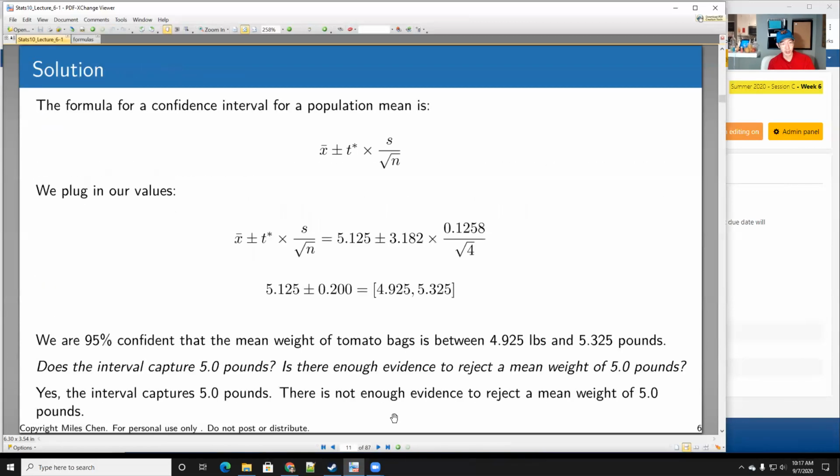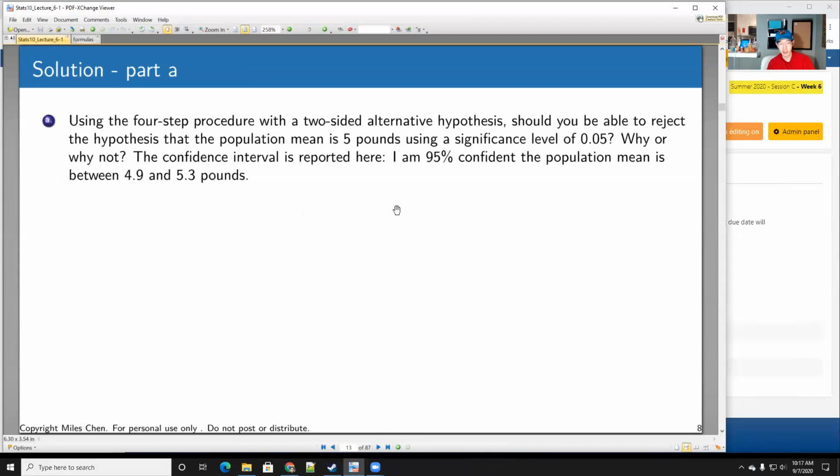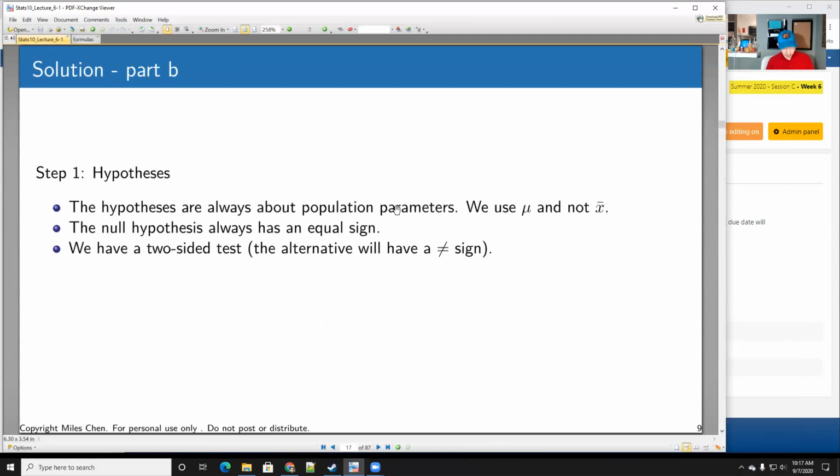We know it's a two-sided test because the problem says to use a two-sided alternative. In other problems, based on how the question is written, you would use either a two-sided test or a one-sided test. If it's just, do we have evidence that it's different from 5 pounds, that would be an indication of a two-sided test. If it says, do we have evidence that it's greater than 5 pounds, or less than 5 pounds, then we would use a one-sided test. So our null and alternative hypotheses will be: the null is mu equals 5, and the alternative is that mu does not equal 5.